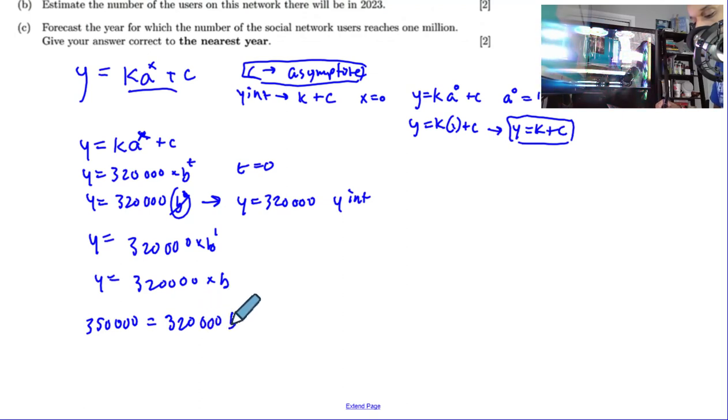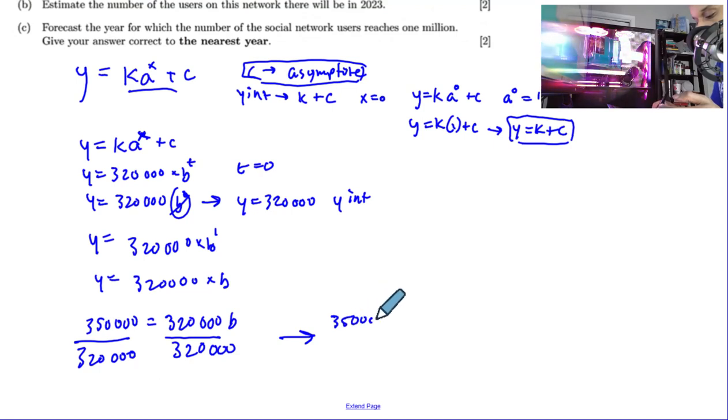So 350,000 equals 320,000 B, really. And then, how do I get B by itself? Super simple. We divide because it's 320,000 times B. We don't subtract. We divide. Do the opposite. Divide by 320,000 on both sides, and then we'll end up with B. So 350,000 over 320,000 equals B.